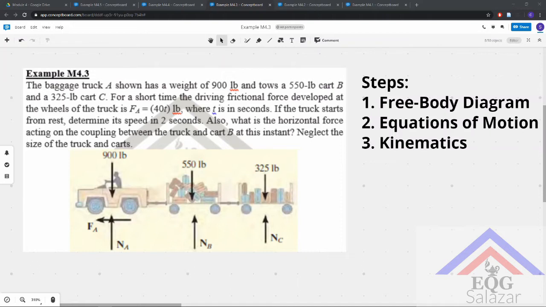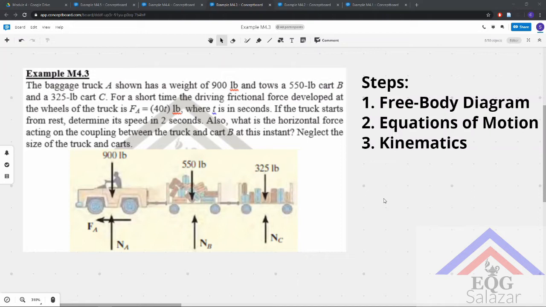Also, what is the horizontal force acting on the coupling between the truck and cart B at this instant? So there's a coupling here holding cart A and cart B together. Neglect the size of the truck and its carts. So we will draw out the free body diagram.